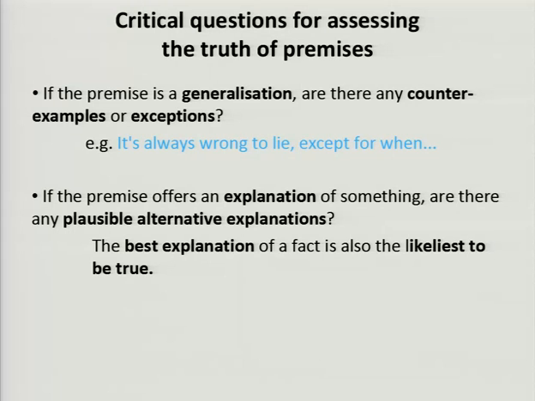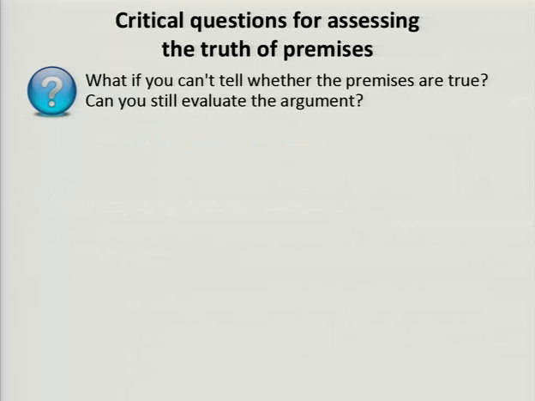But you're going to want to know whether there is a better explanation than the one offered in the premise. Many people would agree, and this is something you find in inference to the best explanation, for instance, or in philosophical pragmatism, that the best explanation of a fact is also the one that is the likeliest to be true. So you'll want to see whether there's a better one. If not, then there is reason for thinking the premise is true. So those are some ways that you can start out trying to assess the truth of your premises.